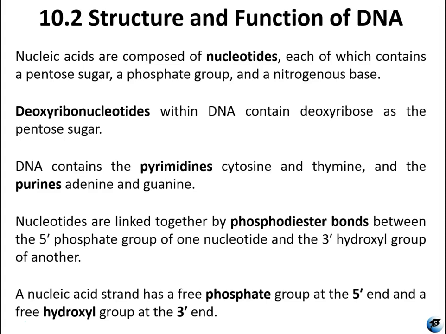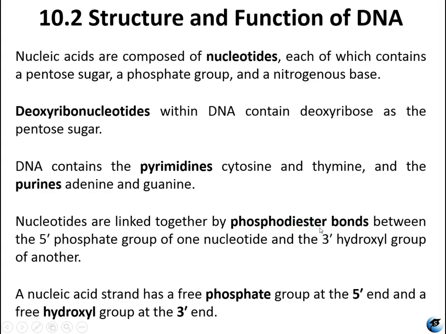Pyrimidines have a smaller structure, and they consist of either cytosine or thymine. The purines are the ones that have a larger structure. So the bigger word is the bases that have smaller structures. The smaller word is the bases that have larger structures. The purines are your adenine and guanine. And these things are linked together in DNA via phosphodiester bonds.